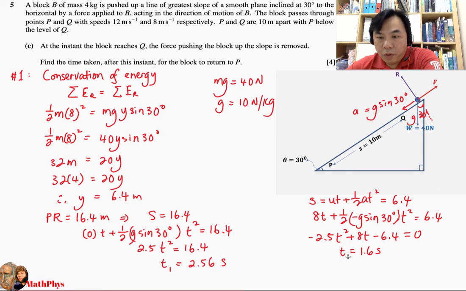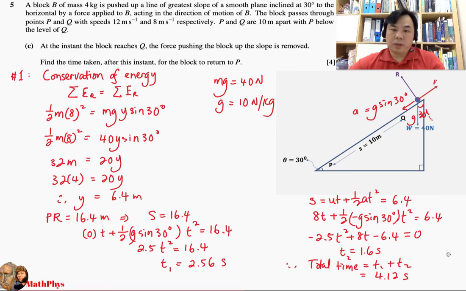Right? Therefore, the total time required will be given by T1 plus T2, and then that will be like 3 point... Is it 3 point? 4.1, 4.12 seconds. Let me check whether that's 4 point. Oh, sorry, 4.16 seconds.